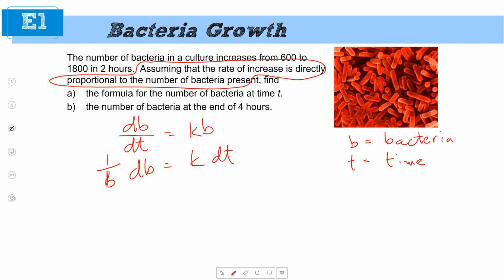What's next? Integrate. Left side's easier. We'll do that first. What's the antiderivative of 1 over B? Correct. And we can drop the absolute value because B is going to be a positive value because it's the number of bacteria, so it can't really be negative. That wouldn't make any sense.